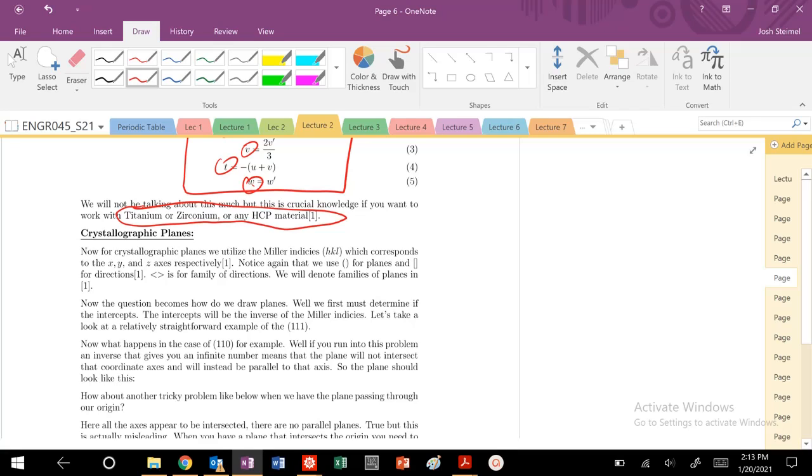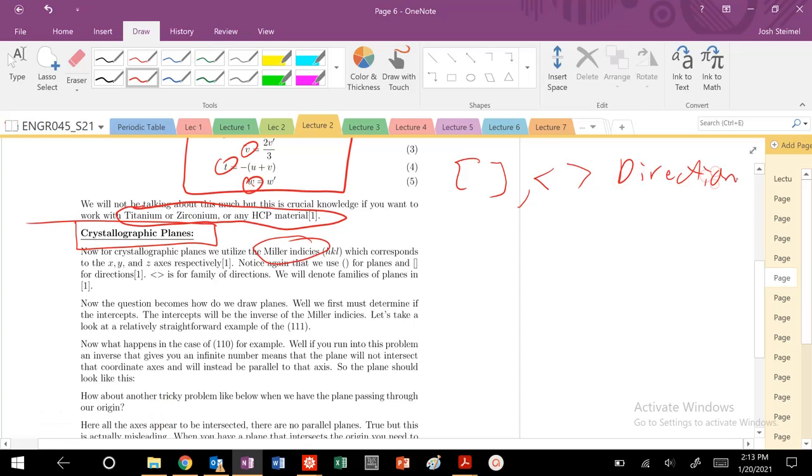Now we're going to talk about crystallographic planes. So now you're all experts in directions, which we always denote with square brackets, and angle brackets for families of directions. Now we're going to use indices again, but for planes. So this is for directions and crystallographically equivalent directions. We're also going to have this notation here for planes, and then for families of planes as well. But those are going to come in just a second.